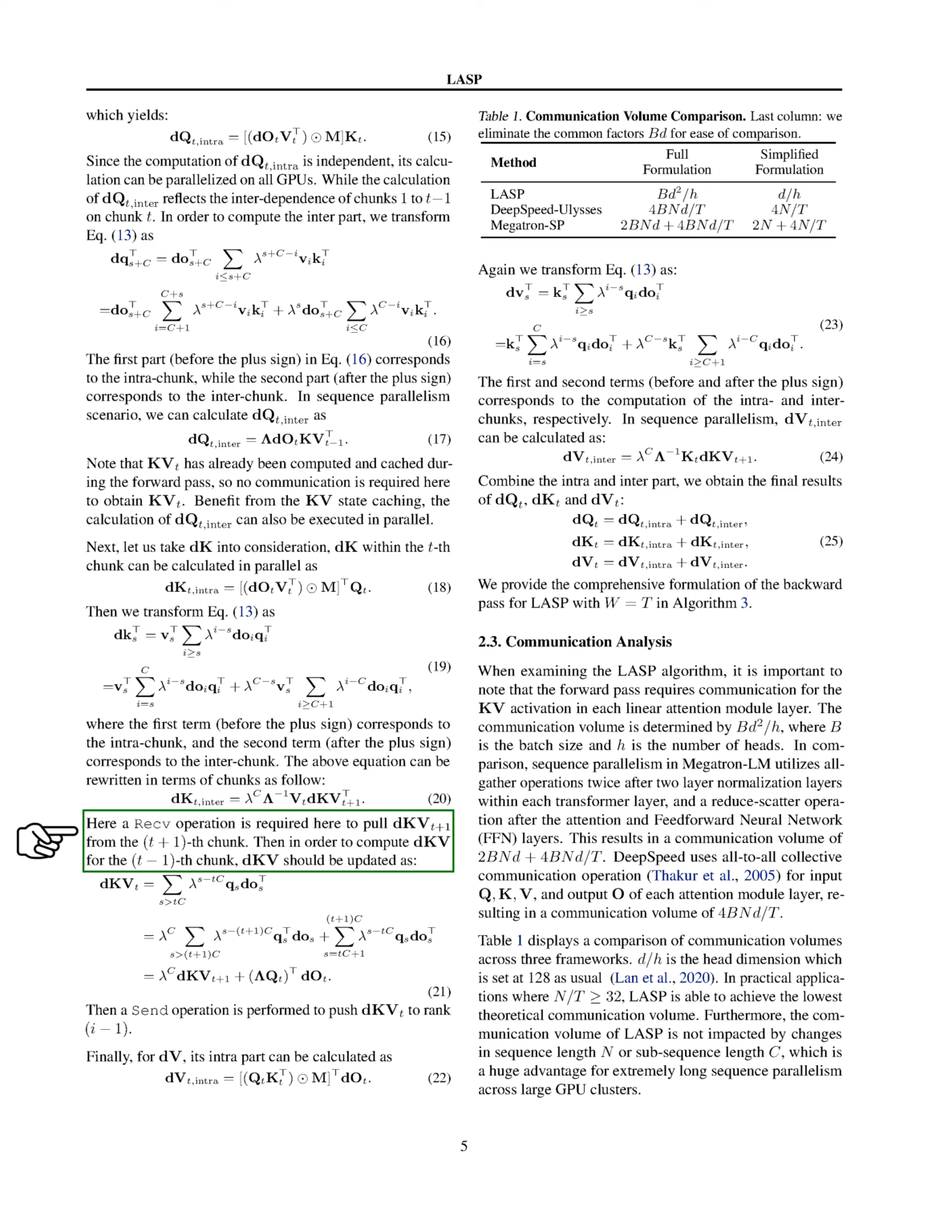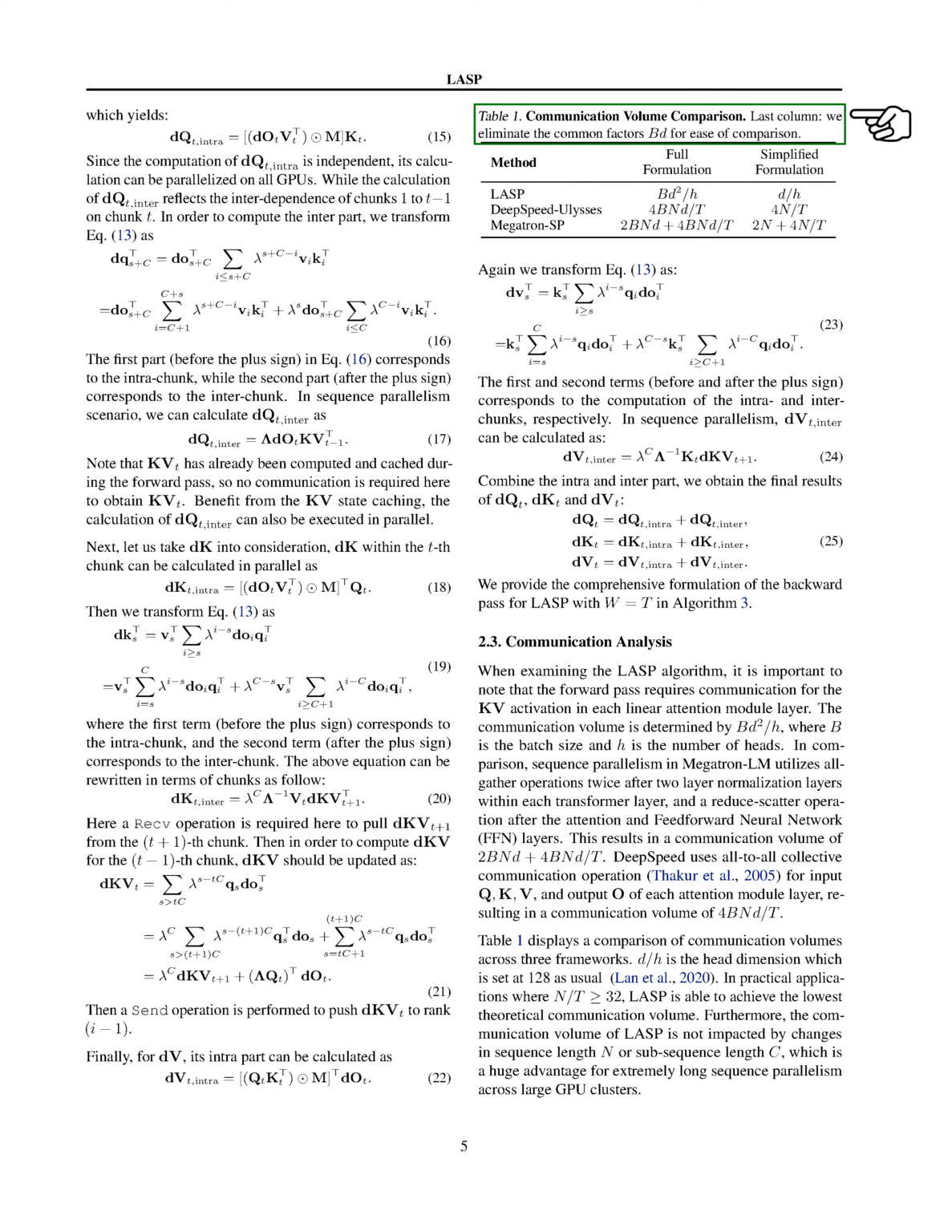Similarly, for dv, the intra part can be calculated separately. The equation for dv is transformed to distinguish between the intra and inter-chunk computations. By combining the intra and inter parts, we derive the final results for dq_t, dk_t, and dv_t. The backward pass for LASP with W equals T is detailed in the algorithm provided.